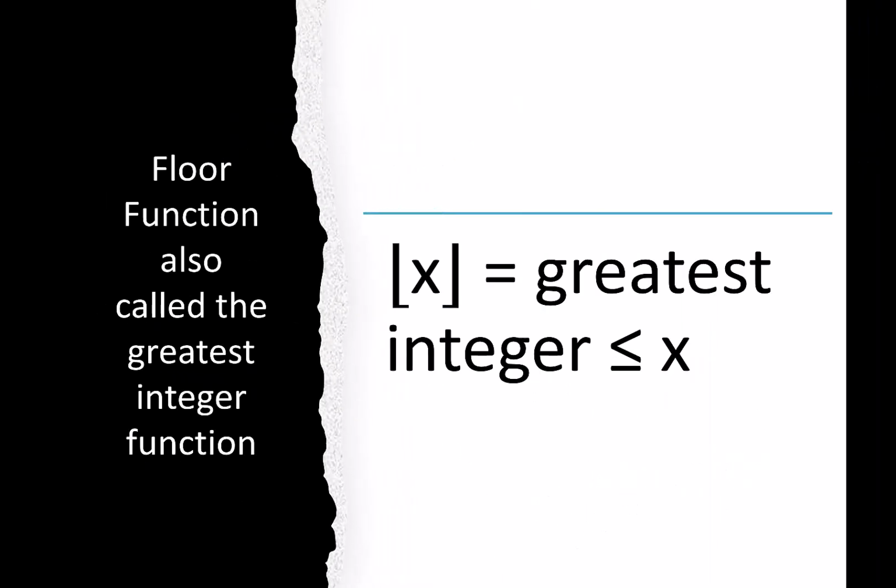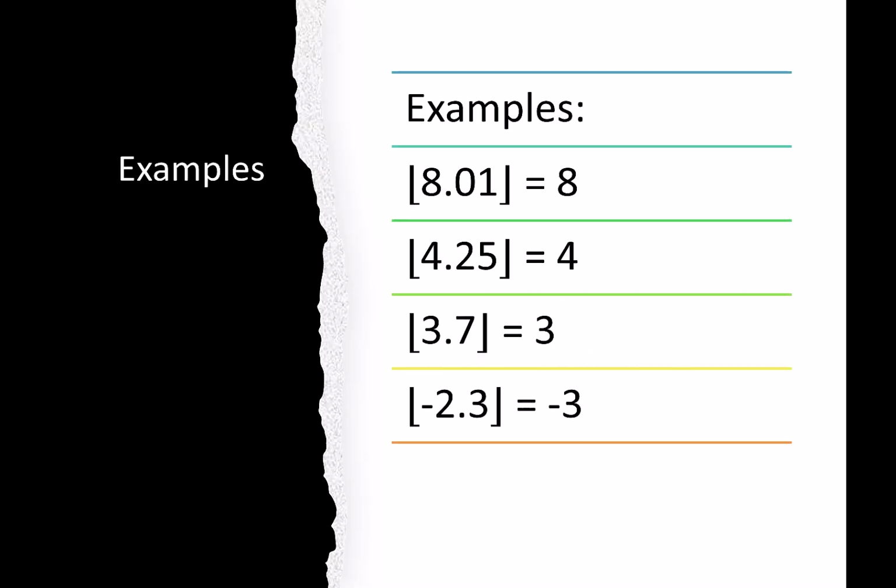The floor function takes any real number and rounds it down to the greatest integer less than or equal to that number. In other words, it always goes to the lowest whole number. And what's important to remember here is that we're not doing regular rounding. We are always rounding down.